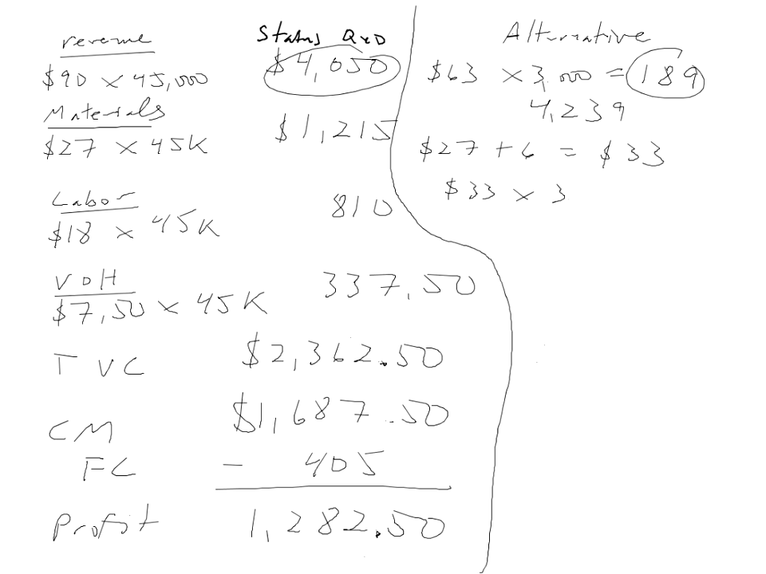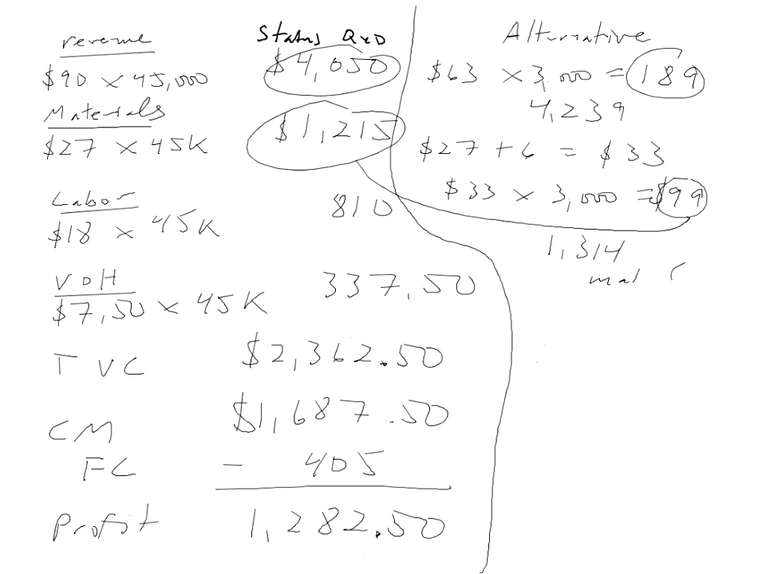All right, so our special order backpacks are $33. We have 3,000 special backpacks, so that's going to be 99, and then we're going to add this 99 to this 1,215, and that's going to give us 1,314. All right, so in column 2, the materials amount is going to be 1,314.